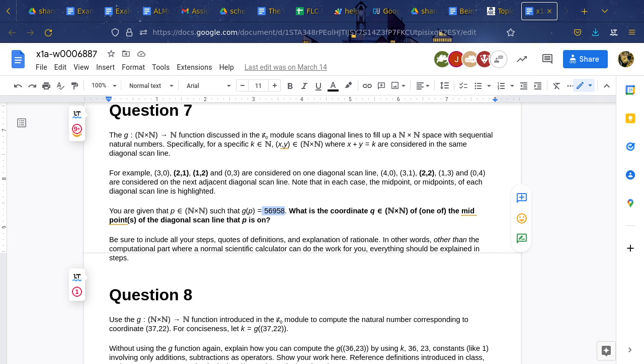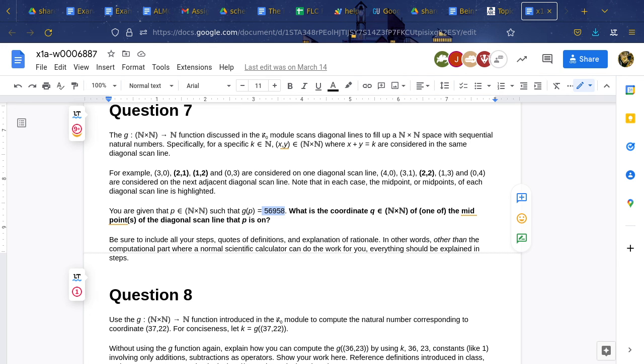So we know G, right? We know G in one direction. If we try to figure out G of xy, it is x plus y times x plus y plus 1, the whole thing, divided by 2 plus y. We know how to compute G. But that's not what we're trying to do. We're trying to do the reverse of that. We already know what is x plus y times x plus y plus 1, the whole thing divided by 2 plus y.